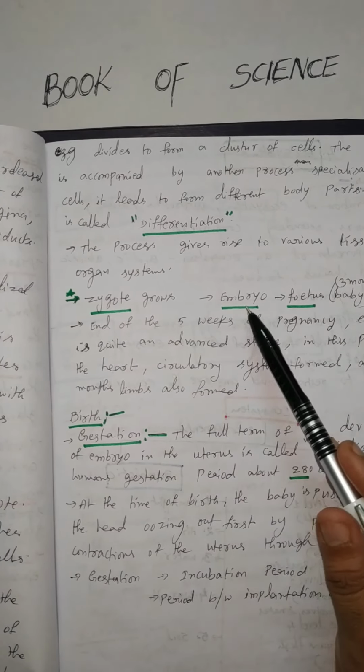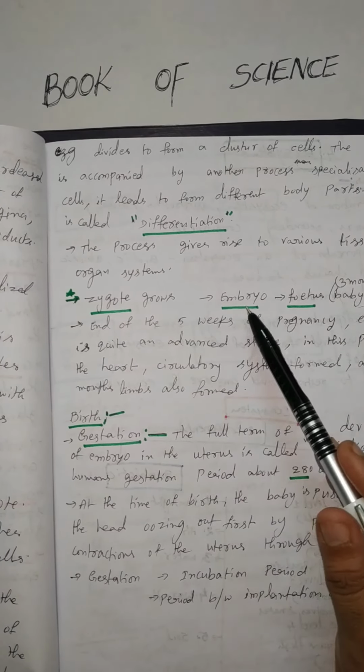Birth. Gestation period. What is the meaning of the gestation period? The full term of the development of the embryo in the uterus is called gestation. In humans, the gestation period is about 280 days. At the time of birth, the baby is pushed out with the head coming out first by powerful muscle contractions. Contractions means contractions of the uterus, pushing through the vagina. So the gestation period is also called the incubation period. This period is between implantation and birth.